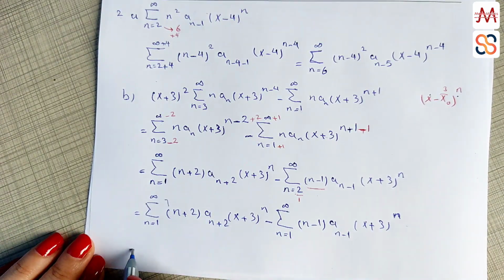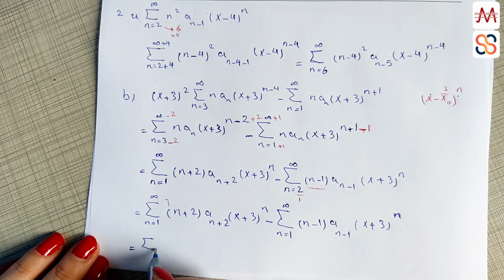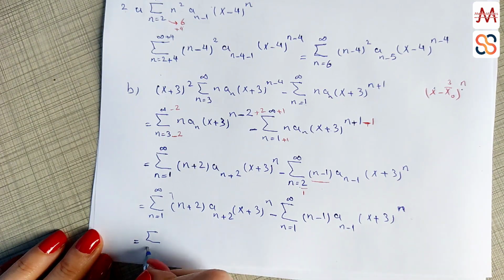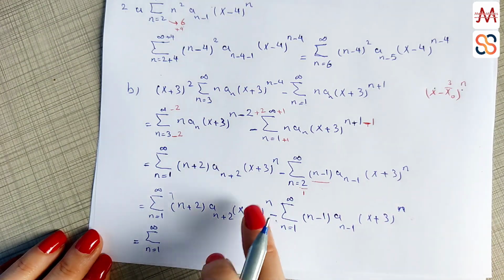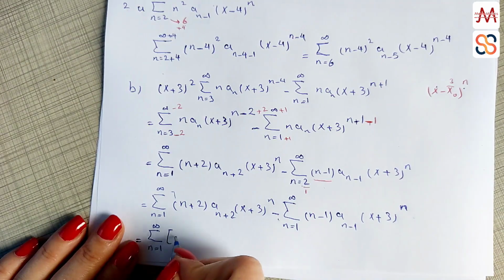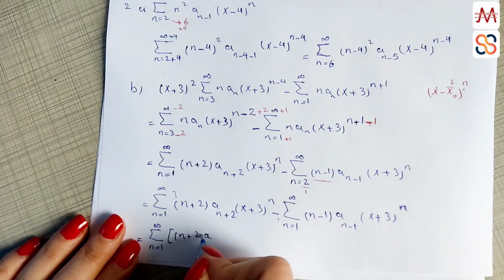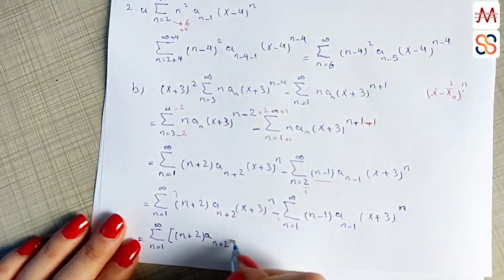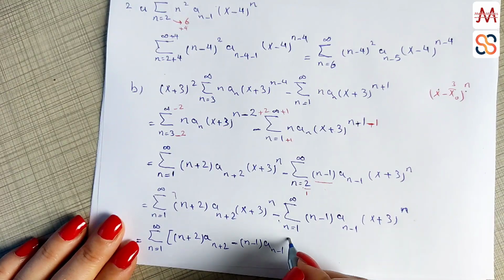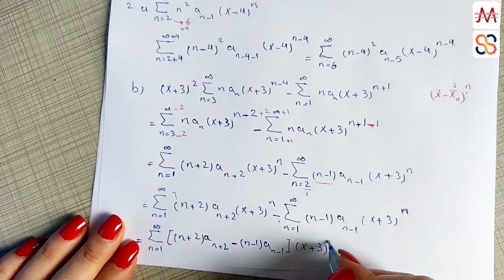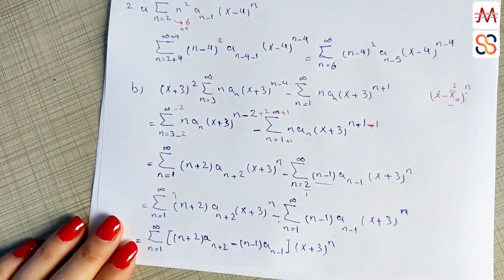The final form of the answer will be as the following. Since x plus 3 to the power of n is common in both of the series, we can factor it out, have parentheses, and now we can write the series in this form, and it can be a single series.